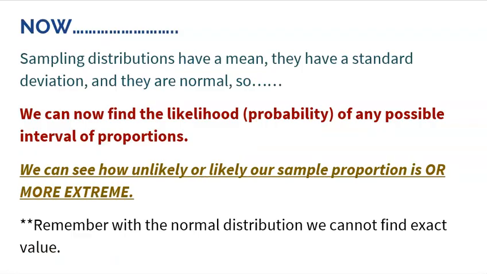Now, since sampling distributions have a mean, they have a standard deviation, and they're normal, we could calculate probabilities. We could calculate probabilities of any interval: above, below, or in between. We could even determine what would be a significantly high or a significantly low sample. Now, just keep remembering one thing. The only thing the normal model cannot do is calculate an exact value's probability. It can do intervals, more or less, but it cannot do an exact value.